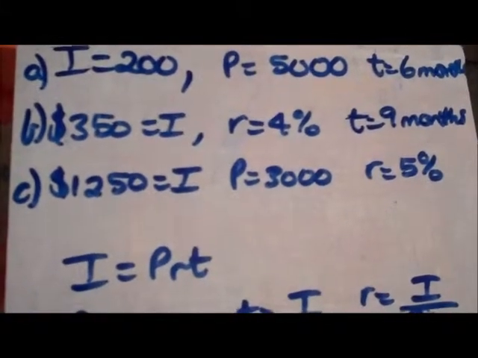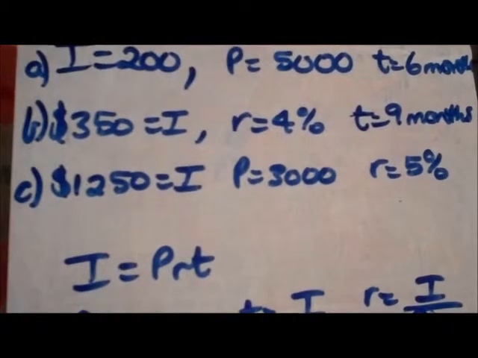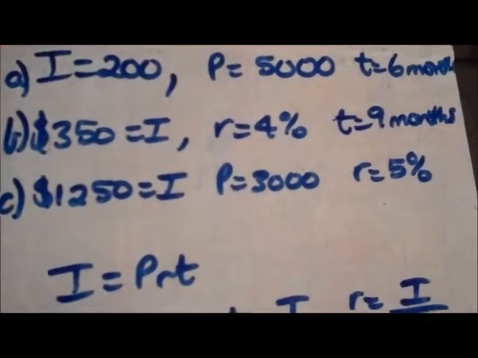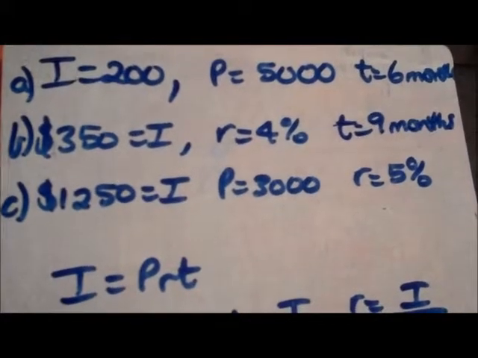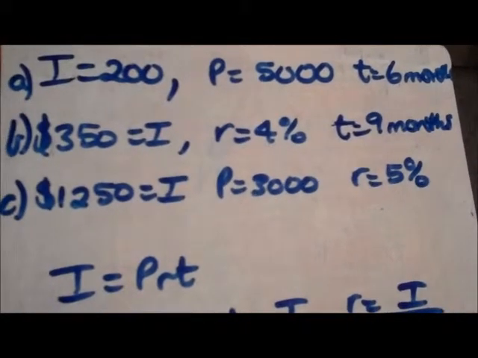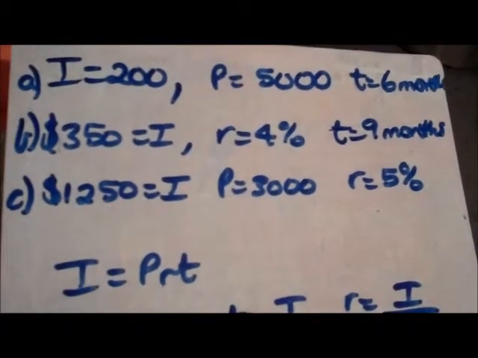Remember, time has to be in years. So 6 months the fraction is going to be 6 out of 12. 9 months is 9 out of 12 months of the year. Okay, so that's the only tip I'll give you. The answers are actually on page 5 of chapter 1, it's the worked examples.